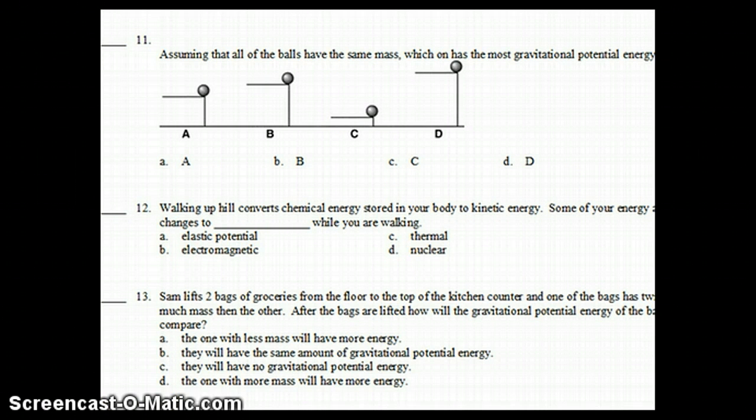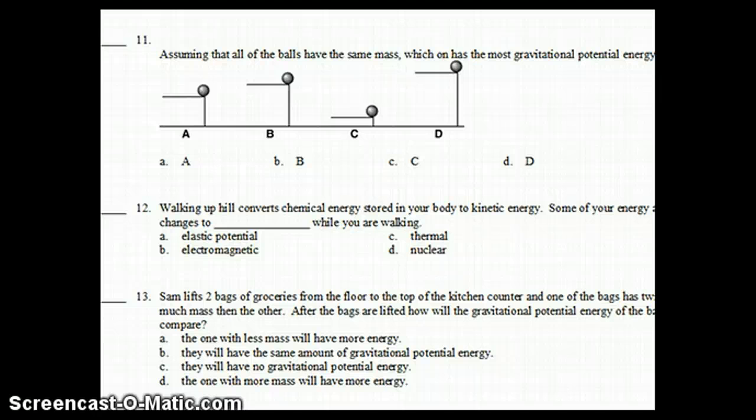Number 11, assume that all the balls have the same mass. Which has the most gravitational potential energy? Is it A, B, C, or D? Number 12, walking up a hill converts chemical energy stored in your body to kinetic energy. Some of your energy also changes to A, elastic potential, B, electromagnetic, C, thermal, or D, nuclear.